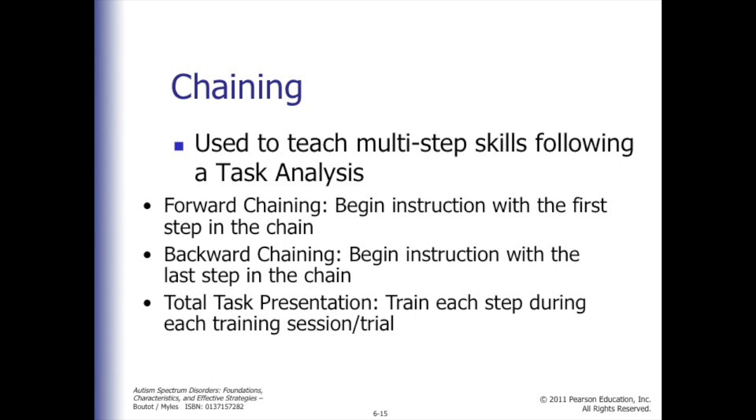There are different types of chaining procedures. There's forward chaining, where you begin instructing with the first step in the chain. So in hand washing, you would start with pushing up the sleeves and turning on the water. In backward chaining, you begin instruction with the last step in the chain. So in hand washing, you'd start with the drying of your hands. It's going to depend on the skill that you're teaching to know whether to use forward chaining or backward chaining, or what makes the most sense.